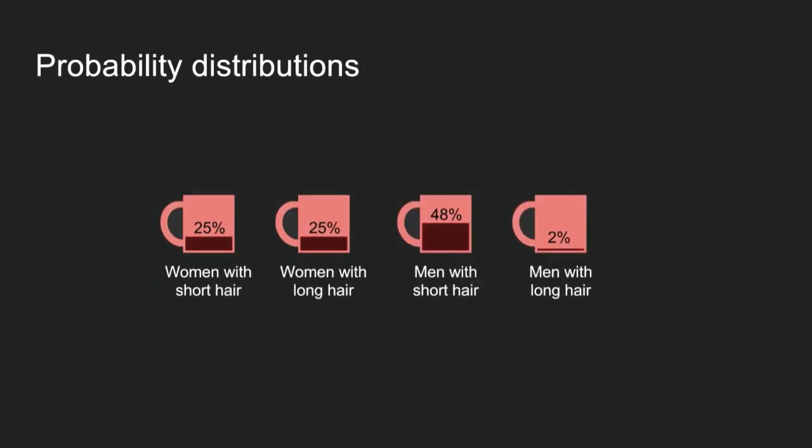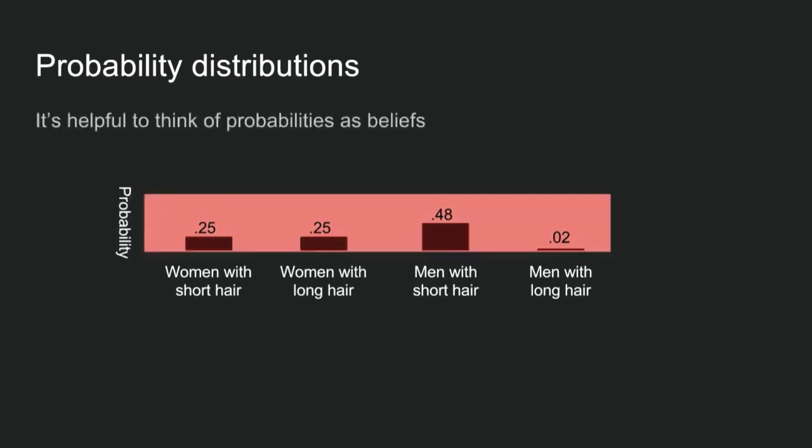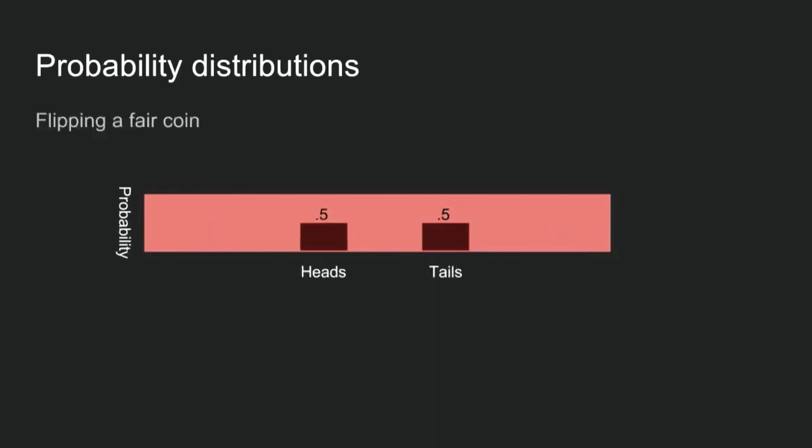Now usually when we look at this, they're side by side, probability instead of percentage, and shown in a histogram like this. It can be really helpful to think of these as beliefs. So for instance, if I flip a coin and hide the result from you, you might half believe it's heads and half believe it's tails until I tell you what it is.